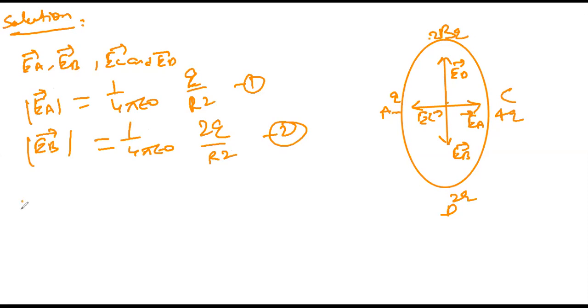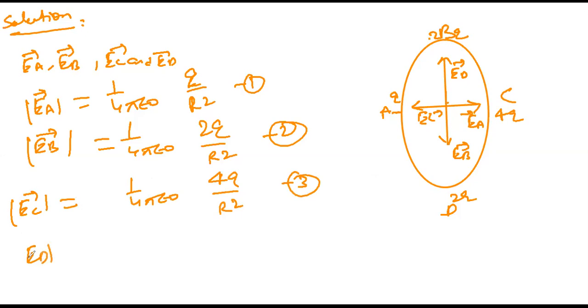Third one is for EC. 1 by 4 pi epsilon naught. What is the value of charge at C? 4Q. 4Q upon R square. This is third equation. What will be ED? 1 by 4 pi epsilon naught. Charge at D is 2Q. So write 2Q upon R square. This is fourth equation. Any problem?